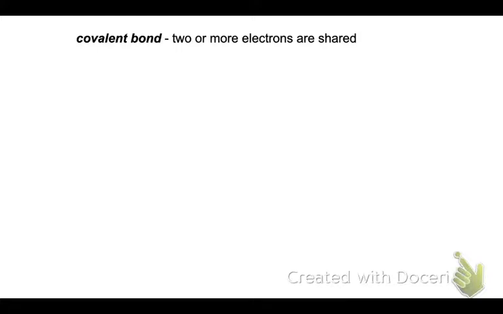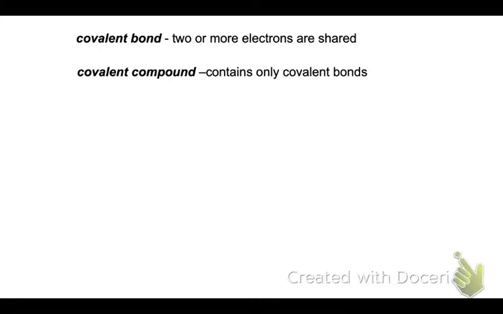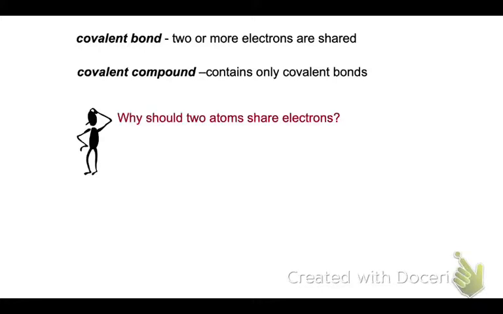Today we're going to be looking at covalent bonds. A covalent bond is when two or more electrons are shared. Of course, it depends on how many covalent bonds, but one covalent bond is made of two shared electrons. A covalent compound is a compound that contains only covalent bonds.